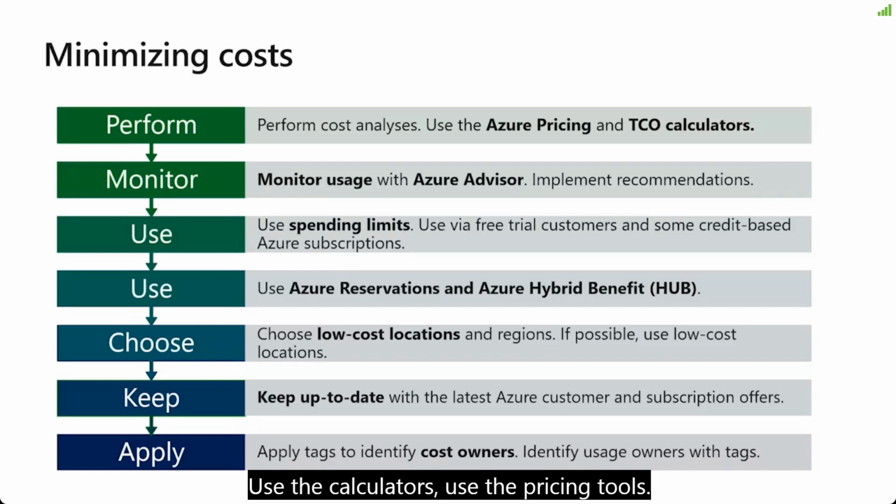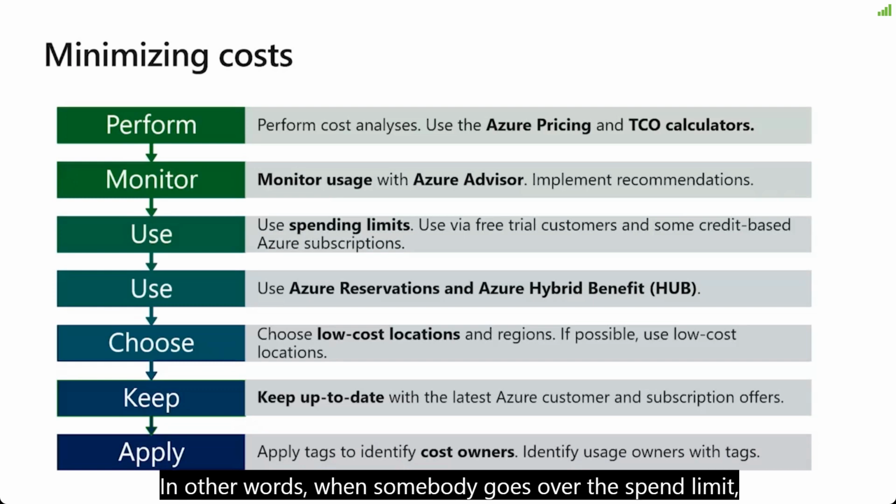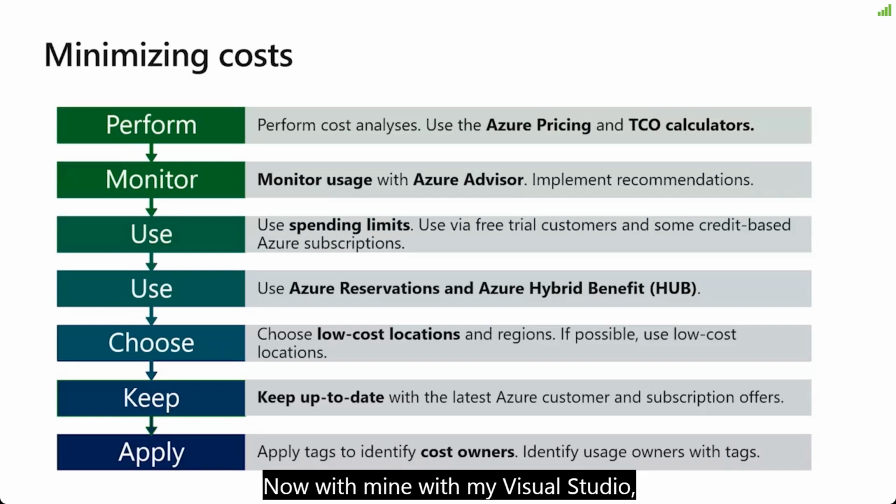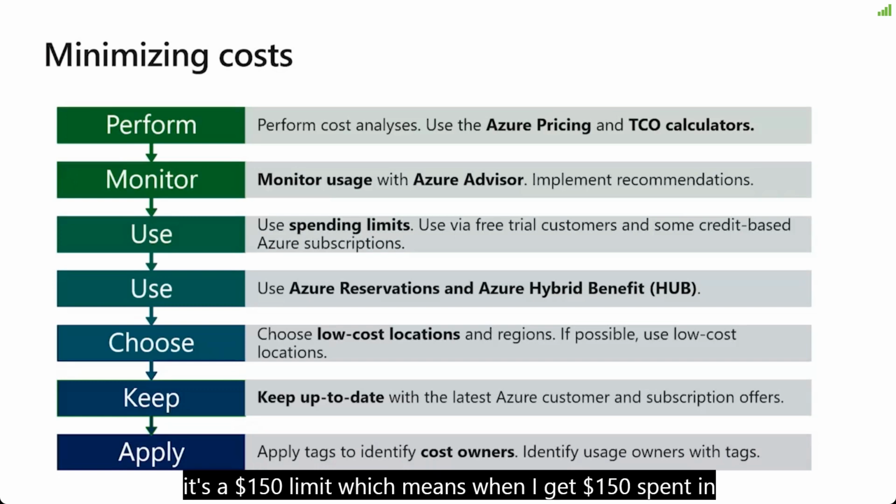Use the calculators, use the pricing tools, monitor your usage, Azure Monitor, use Advisor. Advisor might come up with cost-saving tips. You can set spending limits inside of Azure. Now, the spending limits you set here are soft limits. In other words, when somebody goes over the spend limit, it's going to give them warnings. It doesn't turn them off. Now, with my Visual Studio, it's a $150 limit, which means when I hit $150 spend in the month, it does deallocate everything until the next month, until my credit. But that's unique to that subscription.